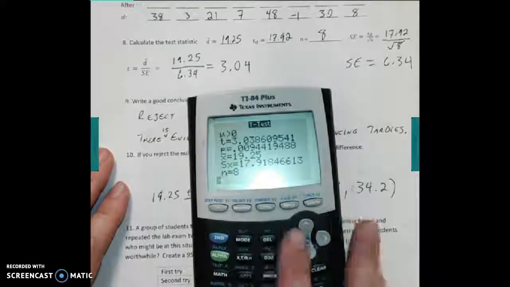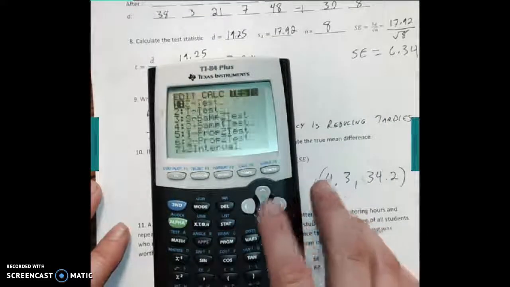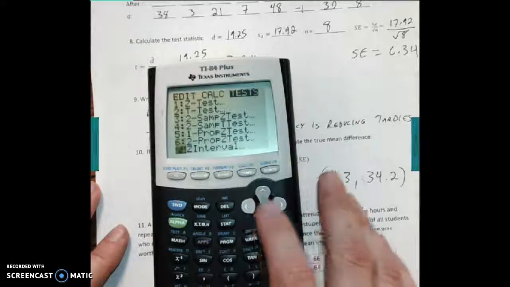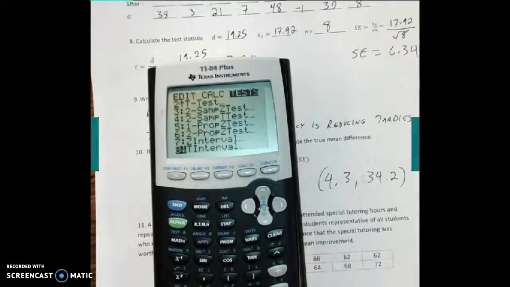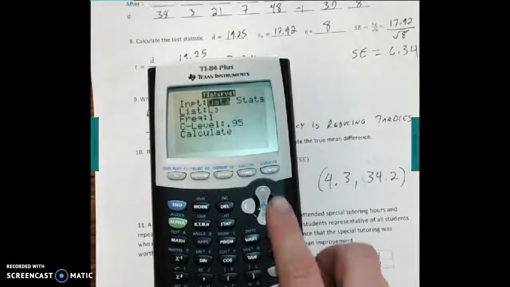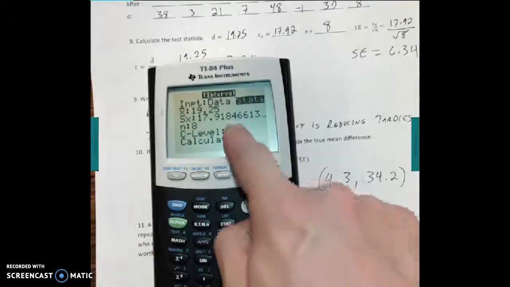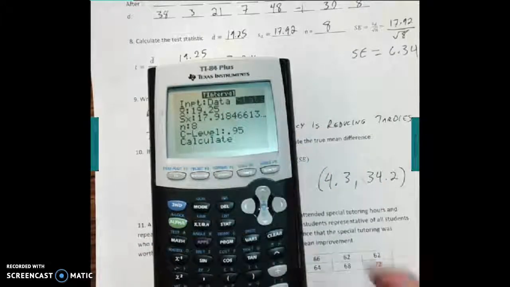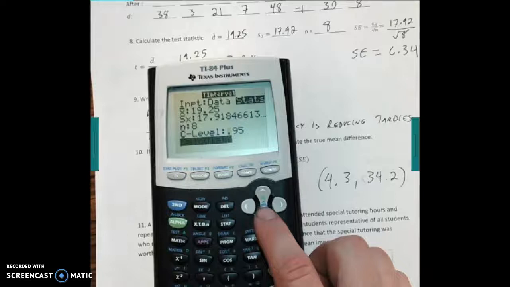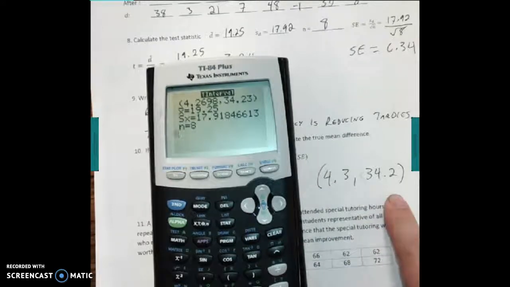Same thing if I want to get this confidence interval, this 4.3 to 34.2: stat, tests, and then it's just like we're doing a one sample t interval. So that's stat test 8. And again, you can either say that the data's there, or you can tell it the statistics directly. It's already pulled the data because I told it it was all in list 3. Shouldn't make a difference. Confidence level is 95%, and it calculated a 4.3 just like I did, and a 34.2.